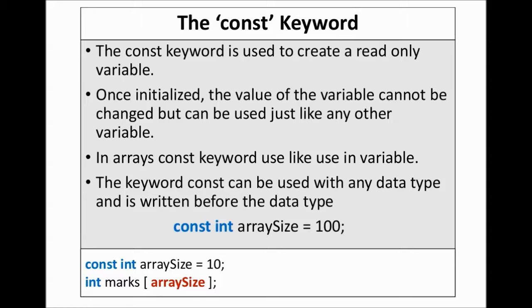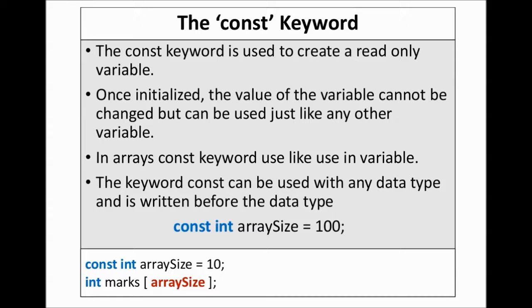The constant keyword. The constant keyword is used to create a read-only variable. Once initialized, the value of the variable cannot be changed but can be used just like any other variable. In an array, the const keyword is used like it is used with a variable. The keyword const can be used with any data type and it is written before the data type.